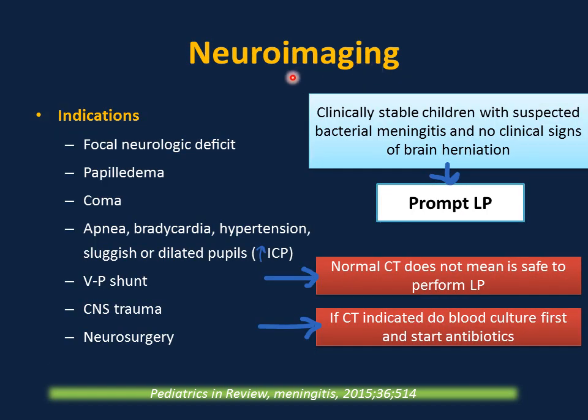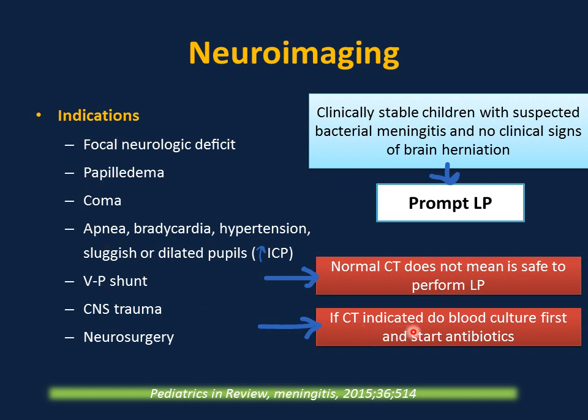This is a very important question. Do we have to do a CT scan or neuroimaging studies before performing a lumbar puncture in pediatrics? The answer is no. In clinically stable children with suspected bacterial meningitis and no clinical signs of brain herniation, you have to do the LP promptly without delay. Indications for neuroimaging or CT scan before lumbar puncture: focal neurologic deficit, papilledema, coma, apnea, bradycardia, hypertension, sluggish or dilated pupils, VP shunt, CNS trauma, or neurosurgery. It's very important to know that a normal CT scan does not mean it's safe to perform LP in children. So you have to go with clinical signs.